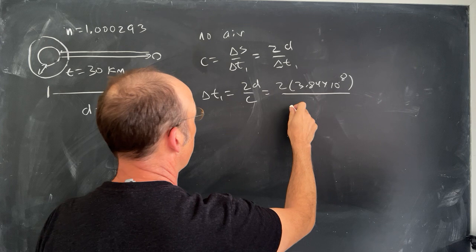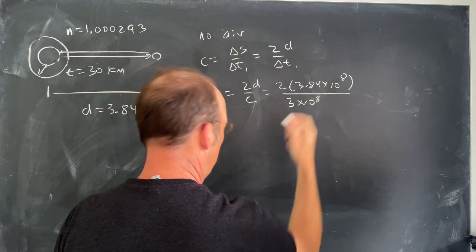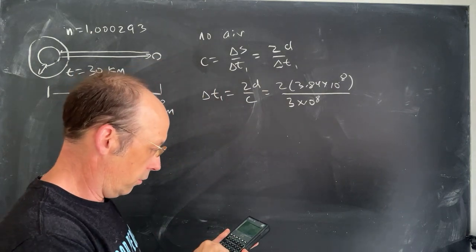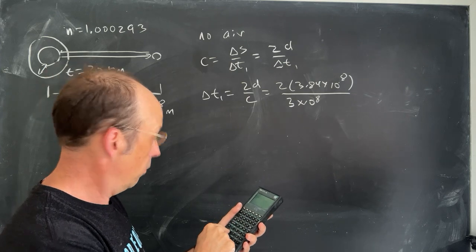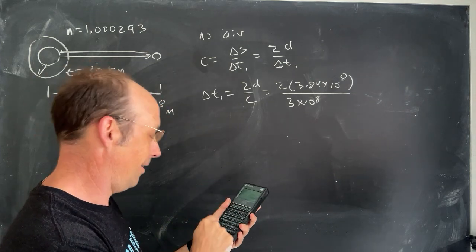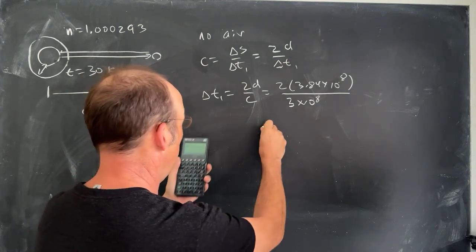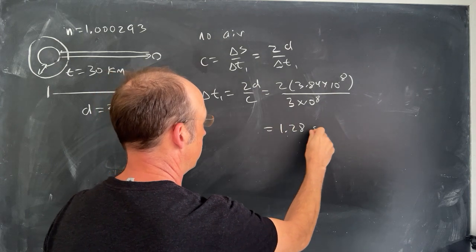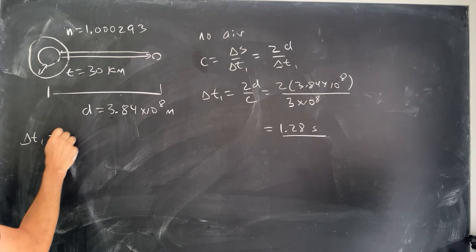Divided by the speed of light, 3 times 10 to the 8th. Okay, let's put it in the calculator. 2, enter, 3.84 times 10 to the 8th, enter. I should have done that. 3 times 10 to the 8th divided by, and I get a time of 1.28 seconds. Okay, so let's put that over here. Delta T1, 1.28 seconds.